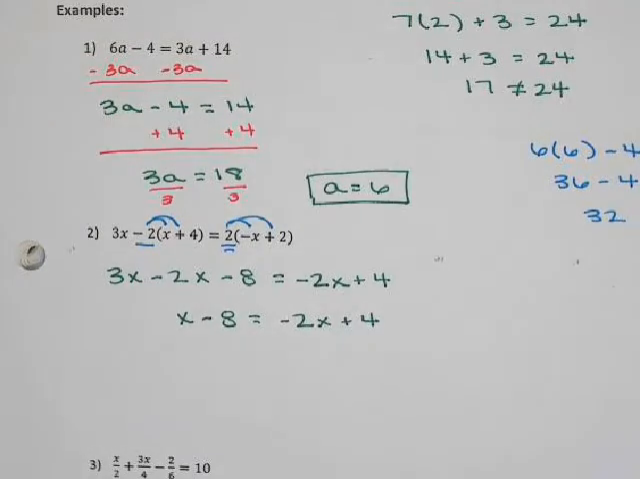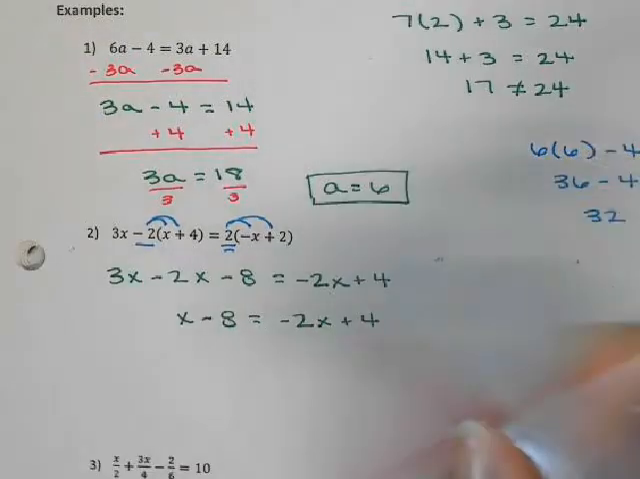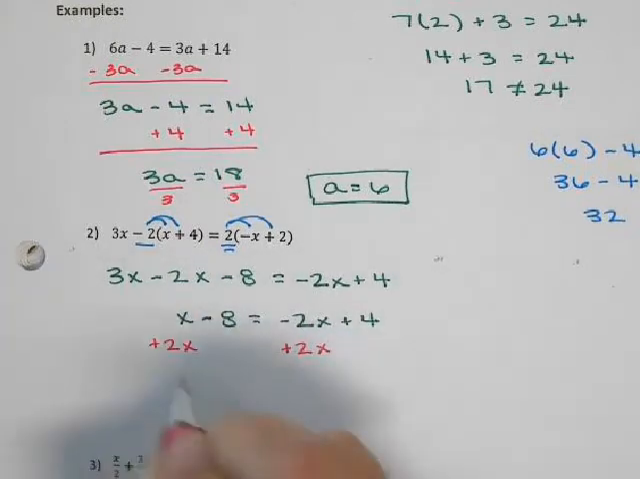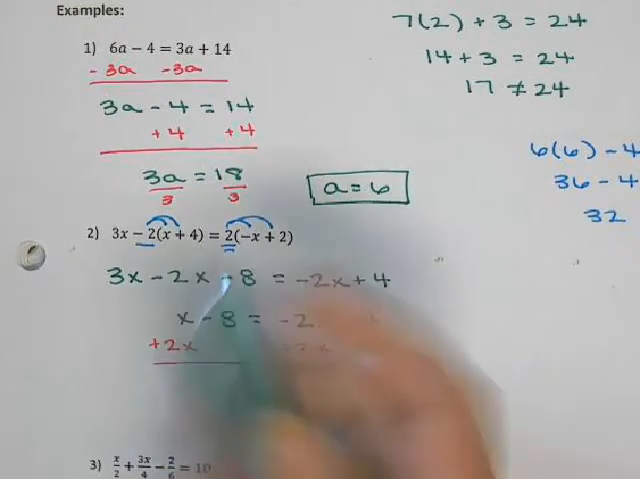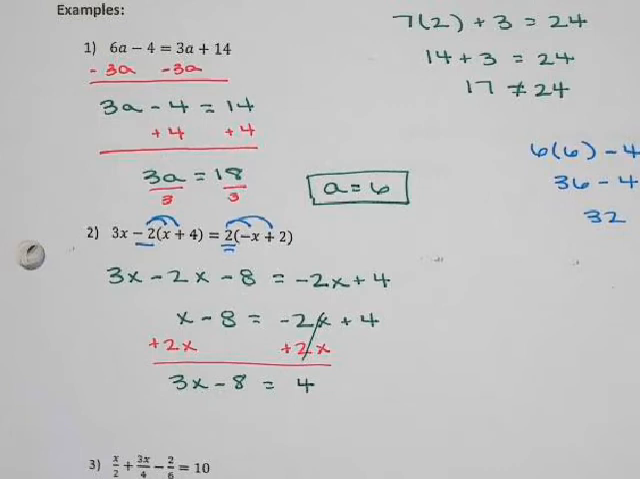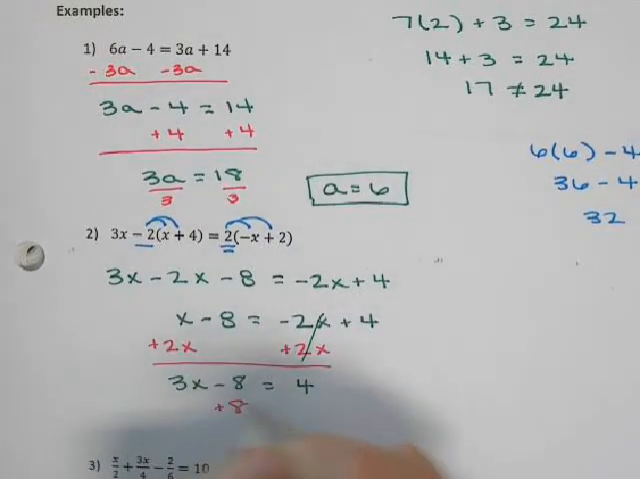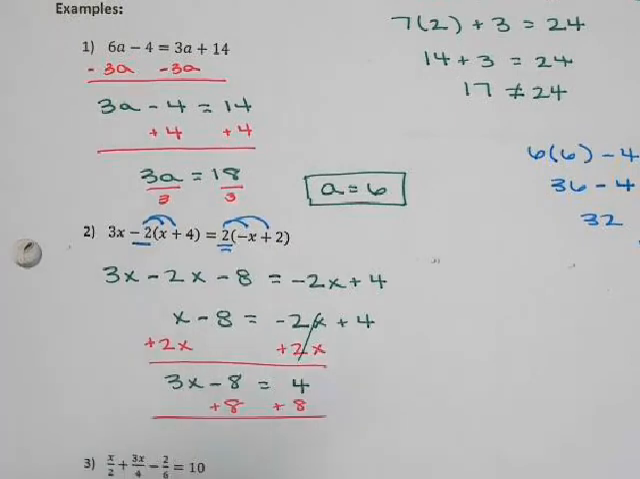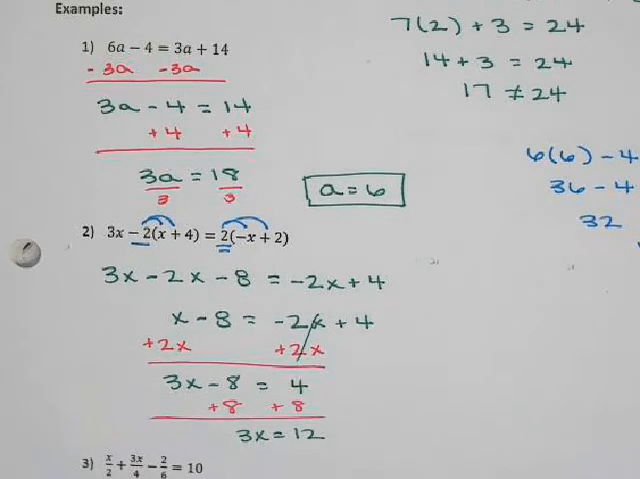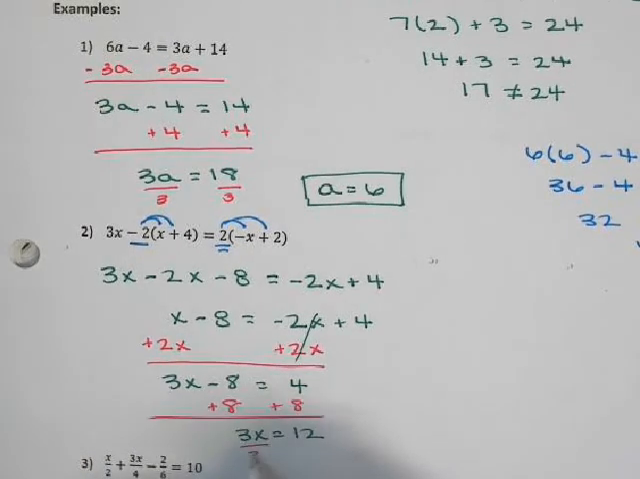And now let's just move the x's to one side. So I would add 2x to both sides. We're trying to get x alone, so we're going to have to add 8 to both sides. X is still being multiplied by 3, so we're going to have to divide both sides by 3.